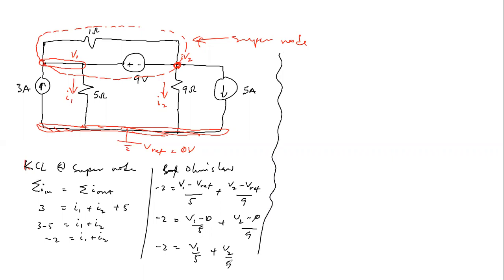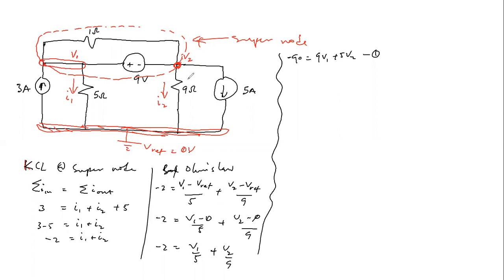Then this will give us minus 90 is the same as 9V1 plus 5V2. So that's our first equation.